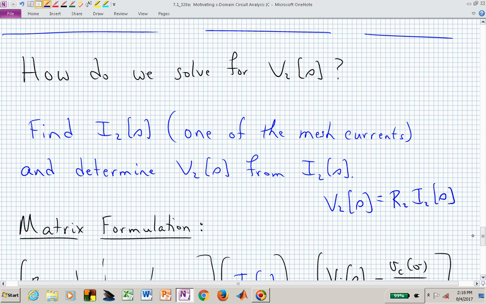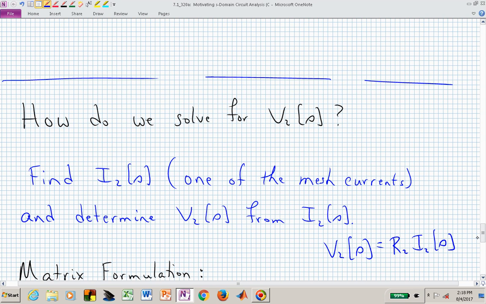And once you have that in the frequency domain, you can take this into the time domain by inverse Laplace transforming, which is why it's so important to be able to Laplace transform and inverse Laplace transform. Let's look at a matrix formulation of how we could now set the equations up in matrix form to allow us to solve for both I sub 1 and I sub 2, but in this particular example, we'll just focus on solving for I sub 2 of S.